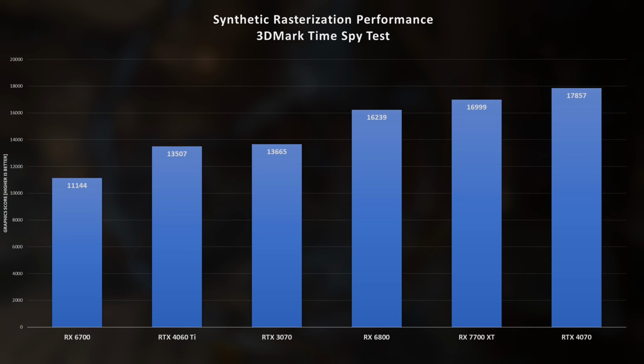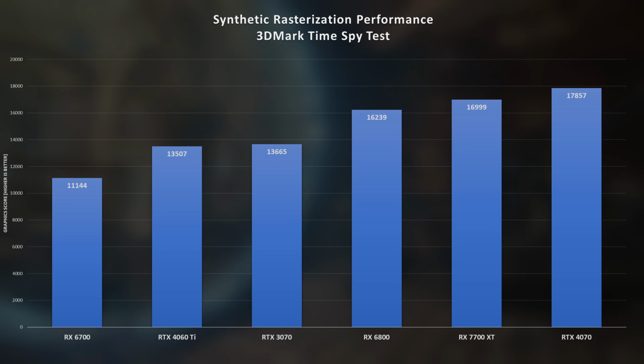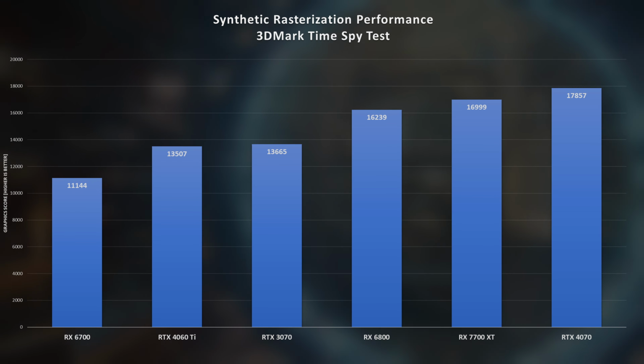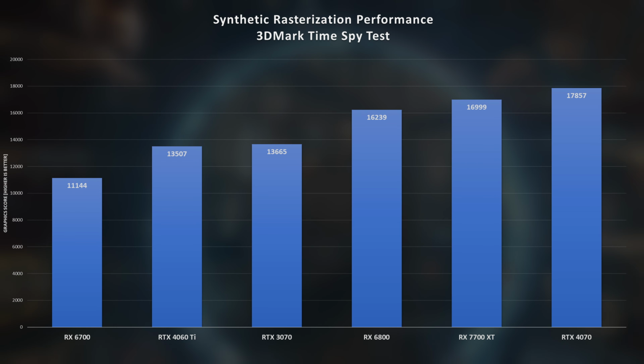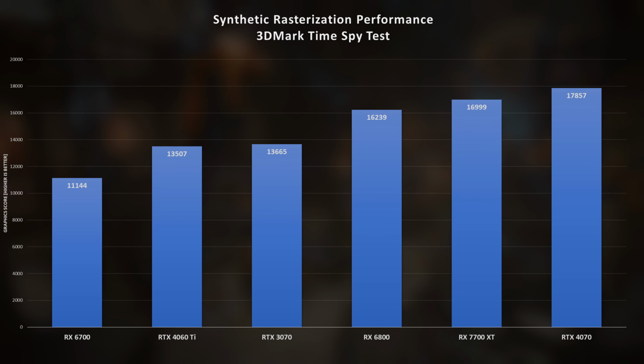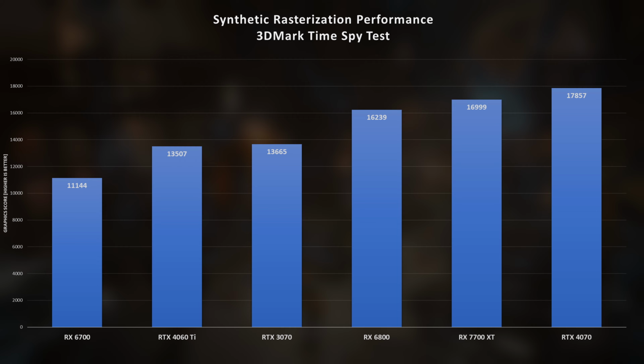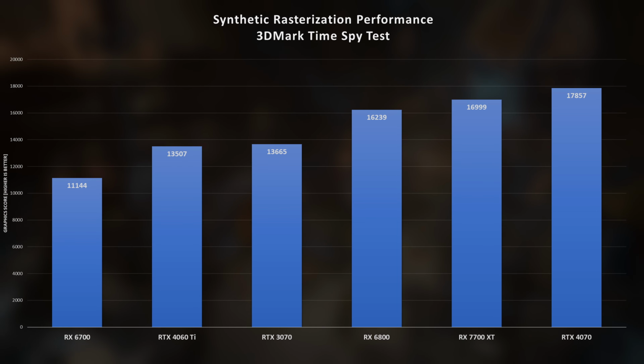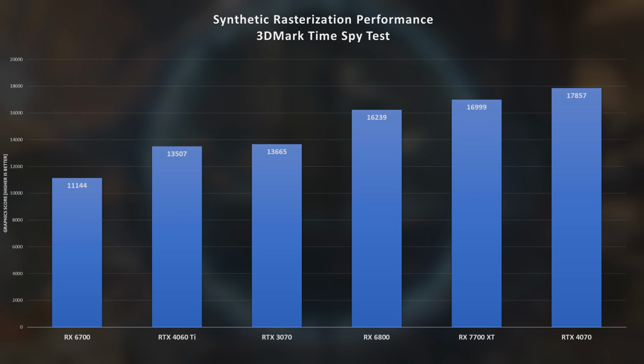The 3070 is about 23% faster, the 6800 is 46% faster, and the RTX 4070 is 60% faster. So on paper, it does sound like most of these GPUs are on target for being equivalent GPUs. So let's take a look at real games.